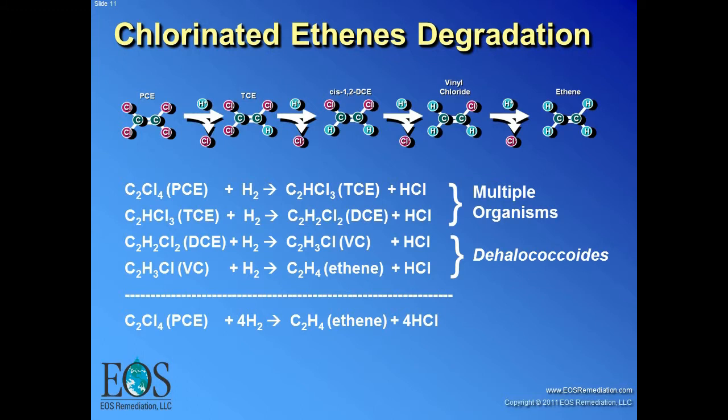What we know is that for the first two steps in that process, PCE to TCE to DCE, there's a large number of different organisms that can carry out that step, and they tend to be a little more robust and widespread, so it's relatively easy to get that initial transformation. For the transformation of DCE to vinyl chloride to ethene, at least our current understanding is there's only one known organism, Dehalococcoides, that can do that transformation. So you're going to hear a little later about why it might be appropriate to add that organism, Dehalococcoides, to a site to accelerate degradation.